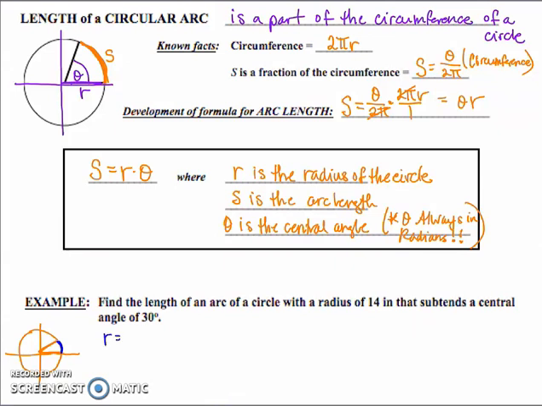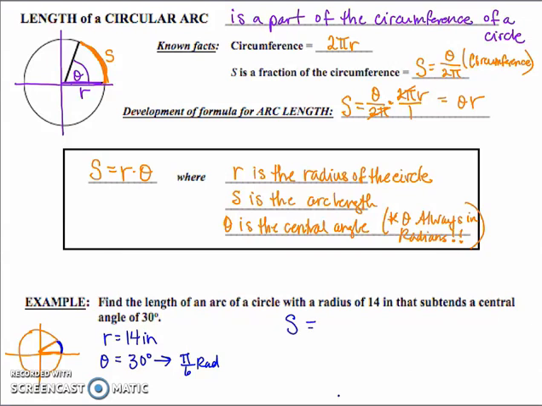Here's the given information. We know that the radius of this circle is 14 inches, and we know that the central angle is 30 degrees. But remember, our formula is in radians. Fortunately for us, that's a nice one, so we don't even have to do any multiplying to convert it. 30 degrees is equivalent to pi over 6 radians.